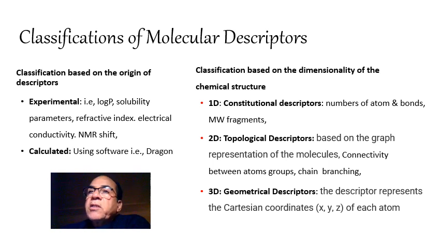Classification of molecular descriptors. Descriptors can be classified according to their origin. Experimental descriptors include log P, solubility parameters, refractive index, electrical conductivity, and NMR. Calculated descriptors can be calculated using software like Dragon and Gaussian.